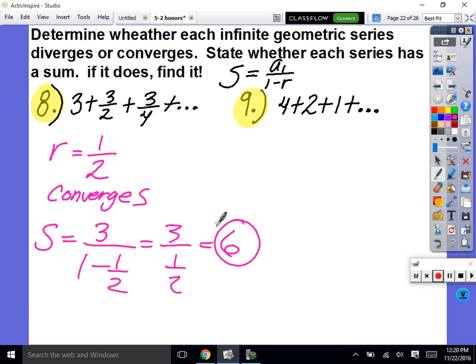If we started adding these and kept adding until we're basically adding 0, the sum will add up to be 6. Does that make sense? The sum of those numbers. Good question.